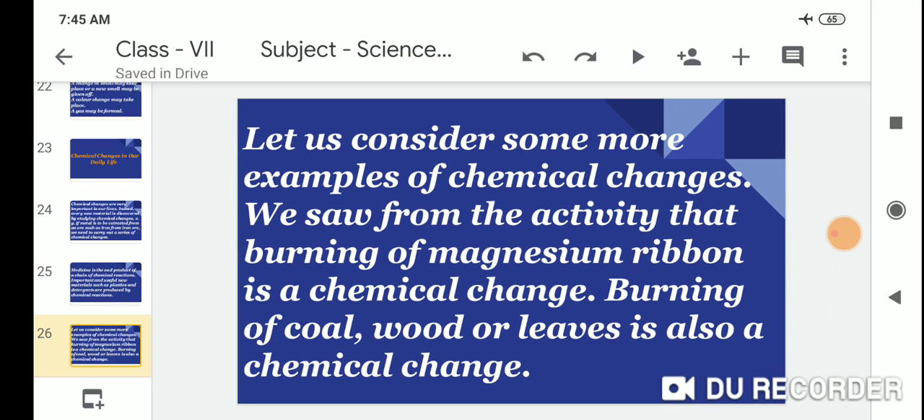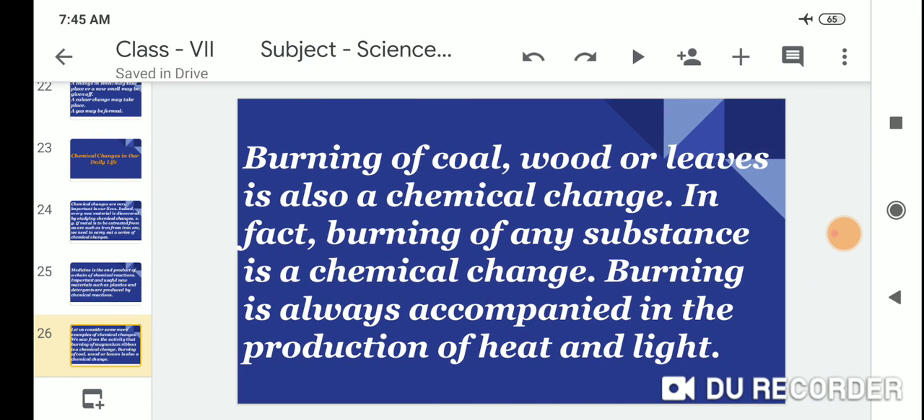Let us consider some more examples of chemical changes. We saw from the activities that burning of magnesium ribbon is a chemical change. Burning of coal, wood or leaves is also a chemical change. In fact, burning of any substance is a chemical change.